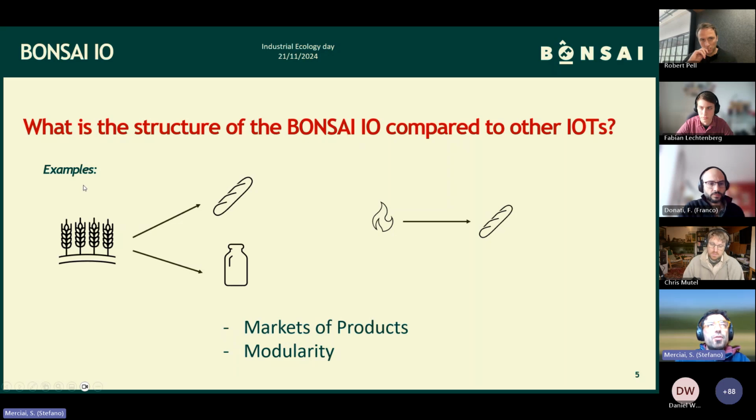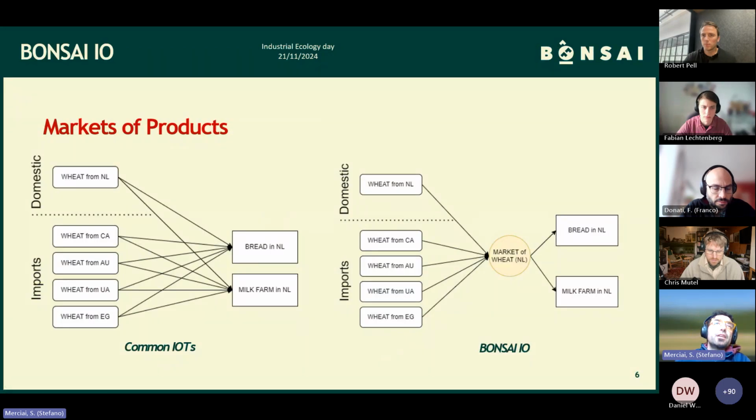I will do two examples. For example, let's assume that we are producing bread and milk and we need wheat as an input. Or we are producing bread and then we need some heat. So I will introduce the concept of markets of products and the modularity that we inserted in BONSAI IO. Usually, in a normal input-output table, all the suppliers are linked to the user, so you have many arrows. Wheat can come from different suppliers, and so you have many arrows.